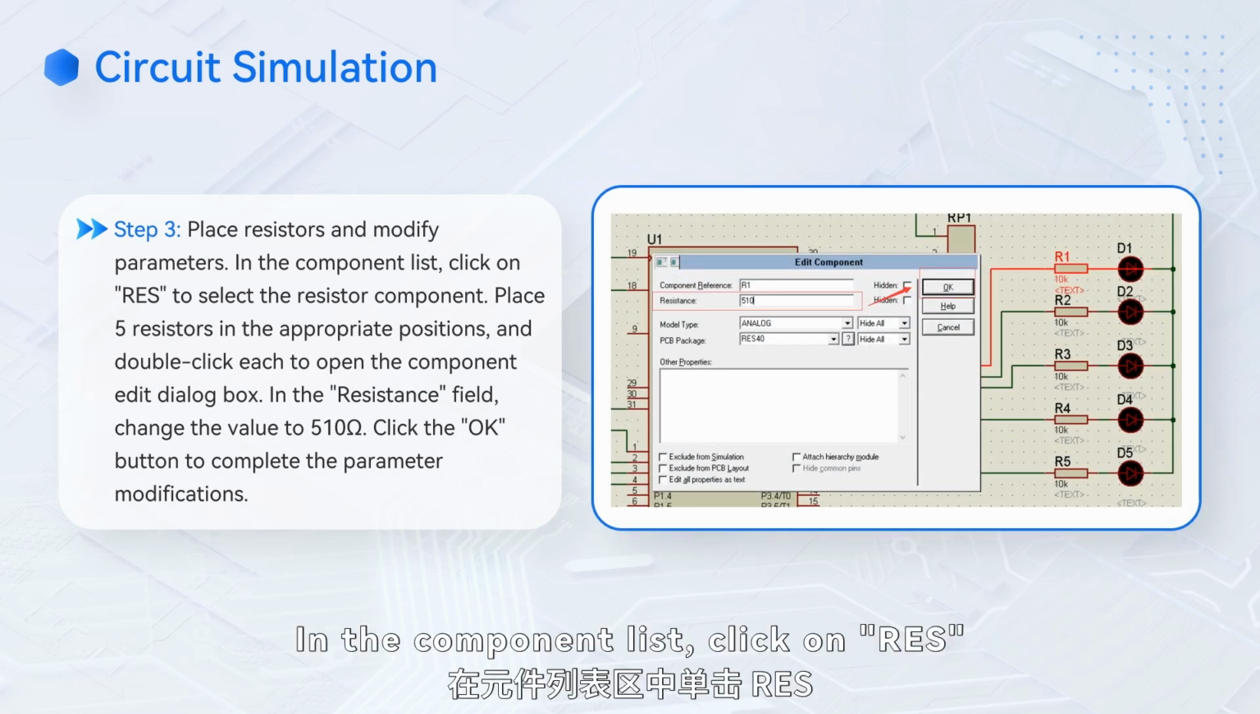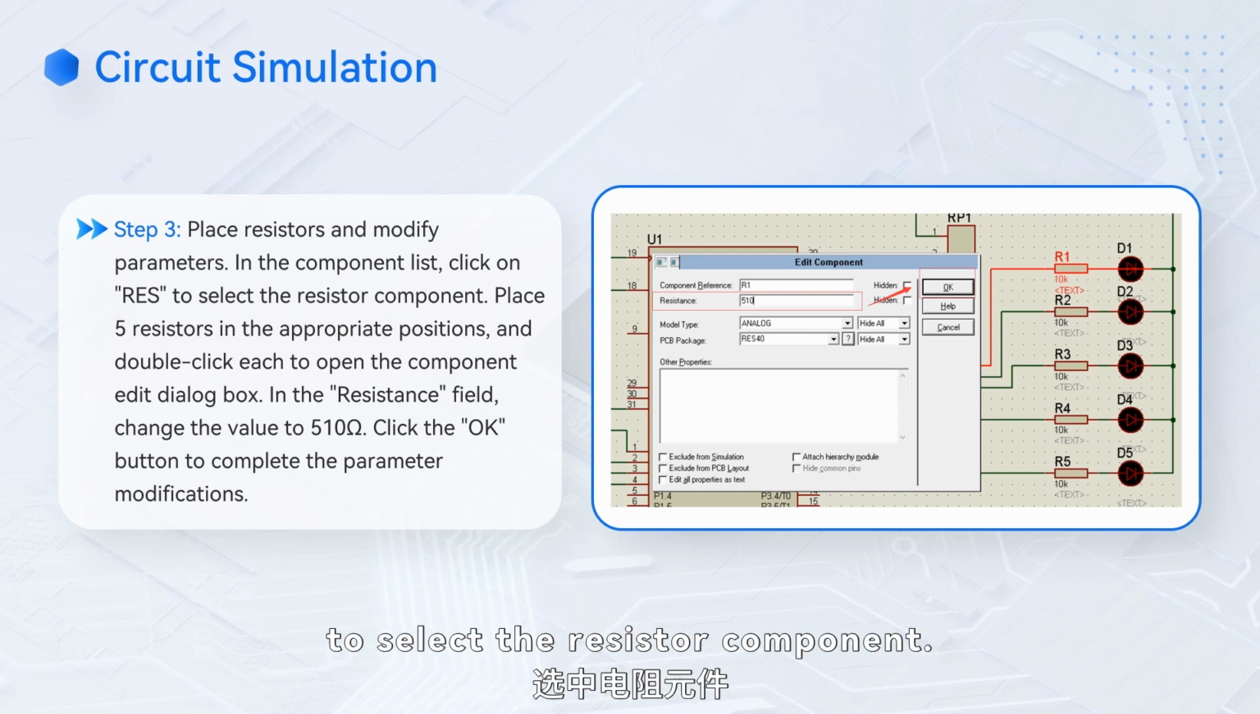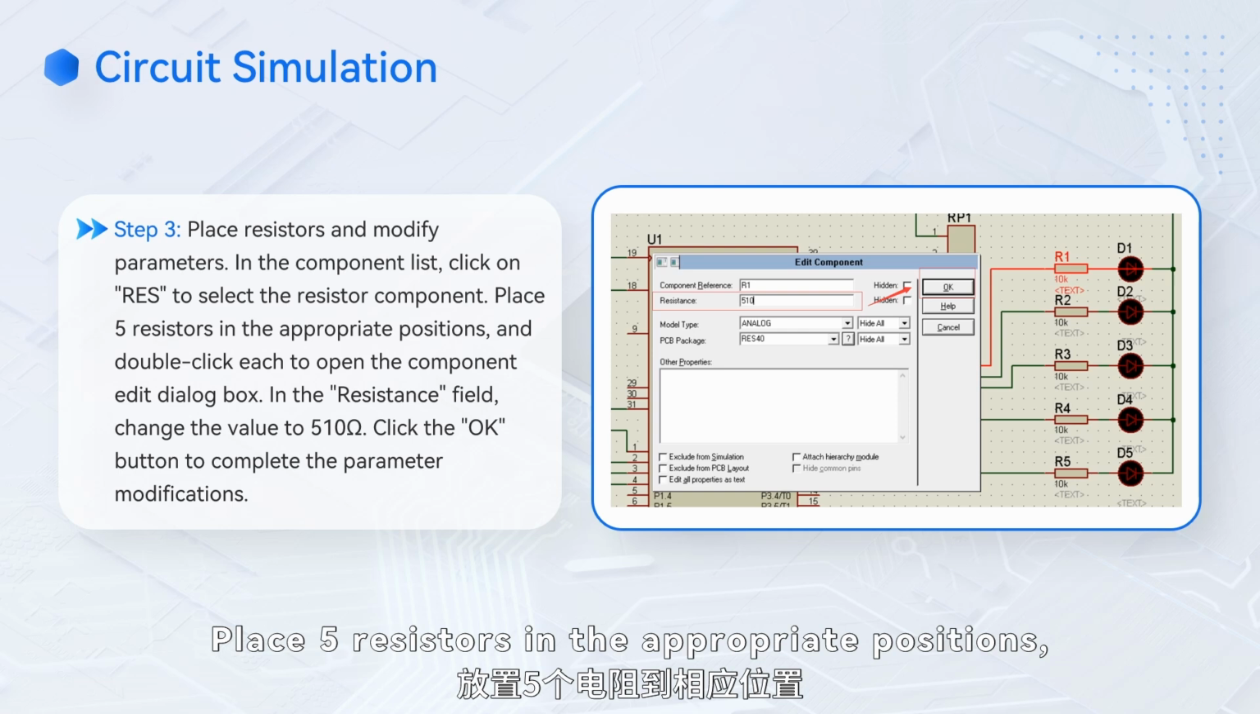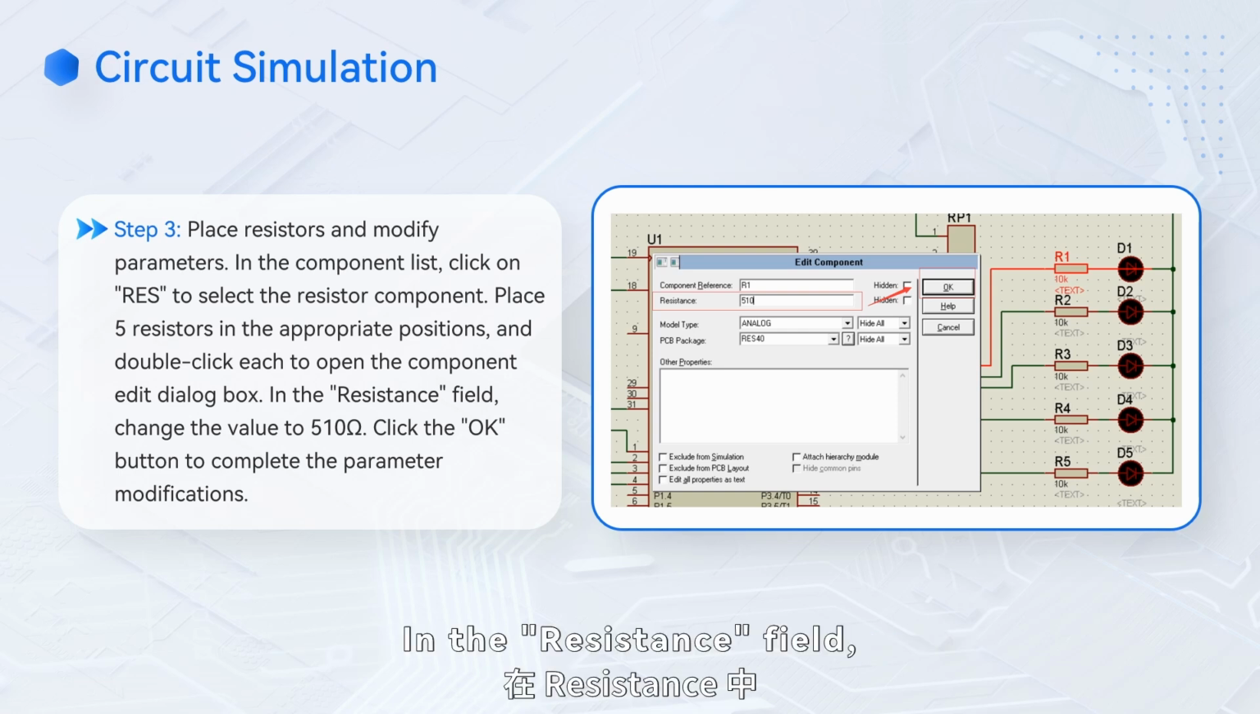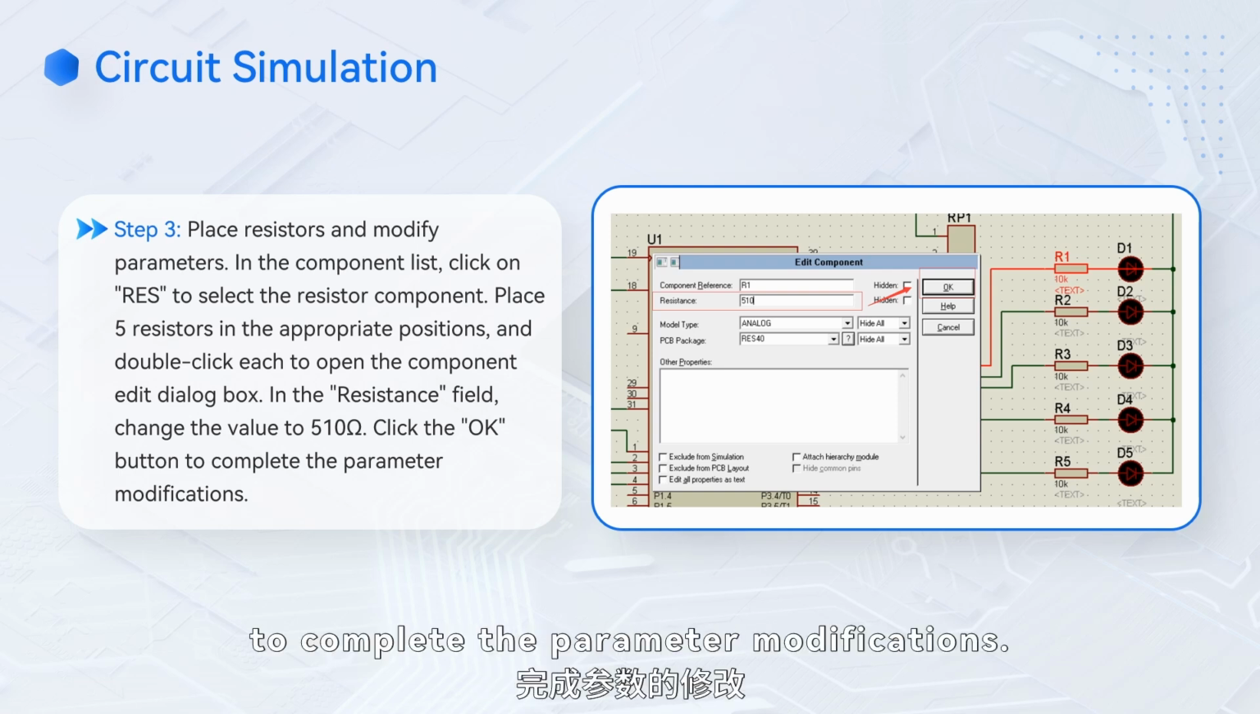In the component list, click on RES to select the resistor component. Place 5 resistors in the appropriate positions, and double-click each to open the component edit dialog box. In the resistance field, change the value to 510 ohms. Click the OK button to complete the parameter modifications.